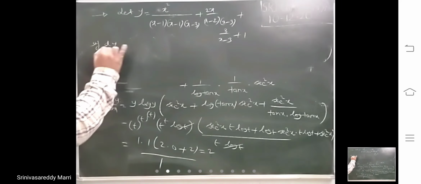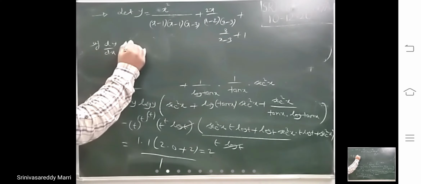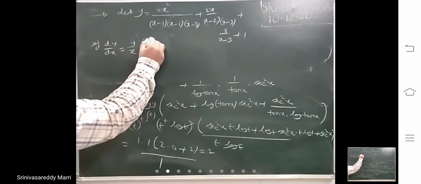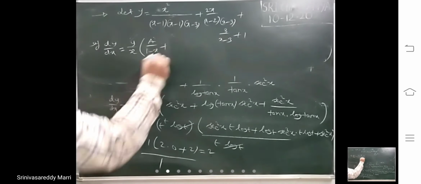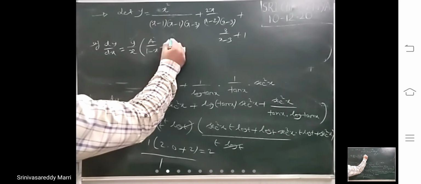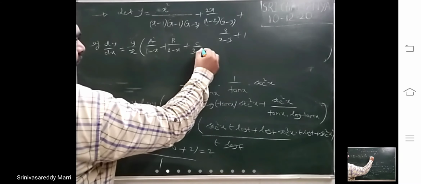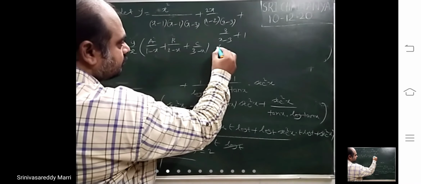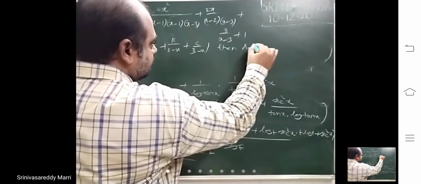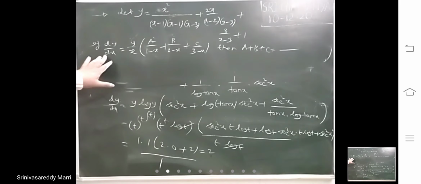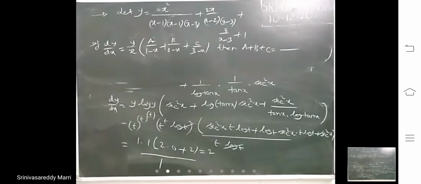If dy by dx equal to y by x into, so integer answer, let us say it is asked like this. Dy by dx is given like this, then a plus b plus c equal to dash. Look at this problem.